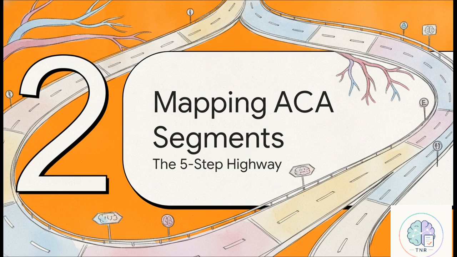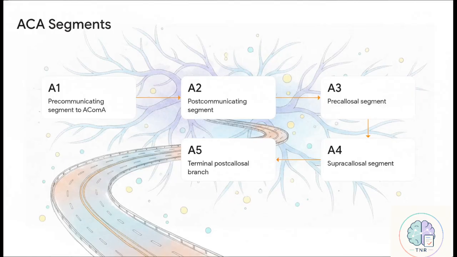All right, moving on to Section 2, mapping the ACA segments. Let's see how this builds by dividing the artery into distinct, progressive mile markers. Think of the anterior cerebral artery like a 5-step highway. It is literally numbered A1 through A5, charting our path from deep inside the brain all the way to its termination. And look, knowing these 5 steps isn't just trivia. It's the universal language neurosurgeons and radiologists use to talk location.